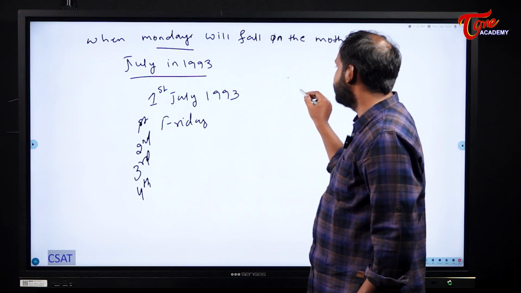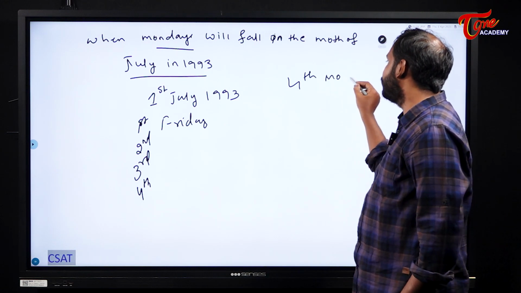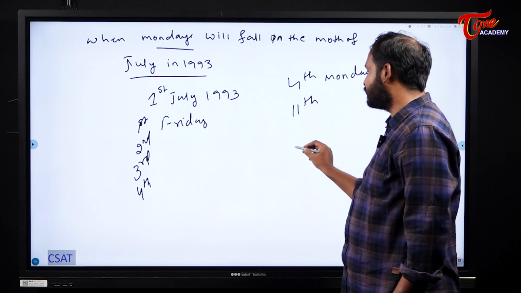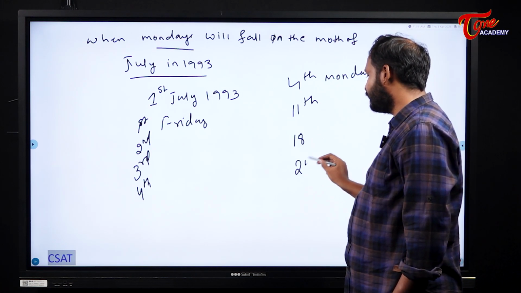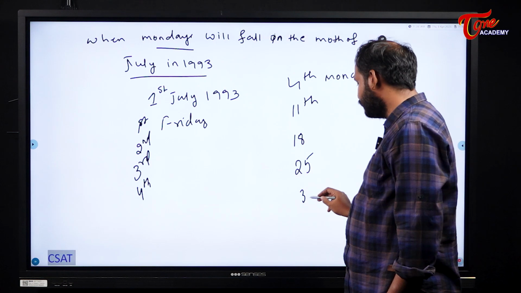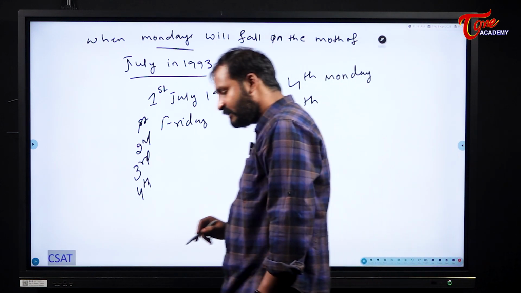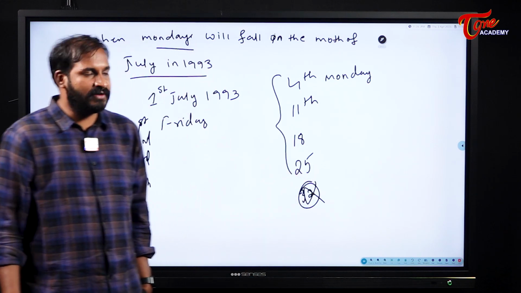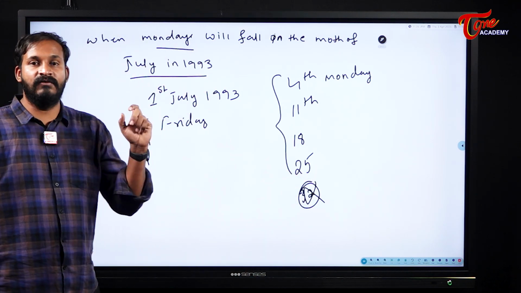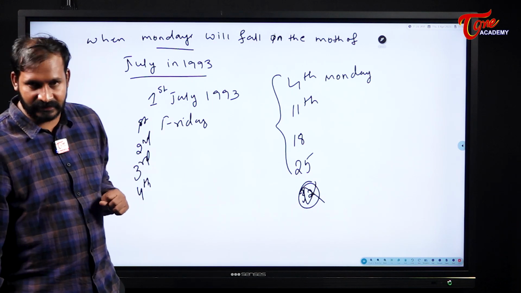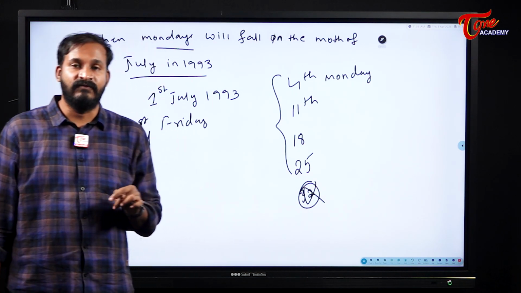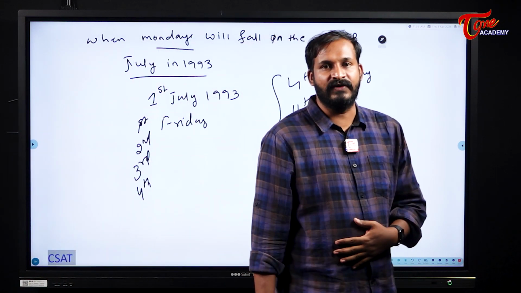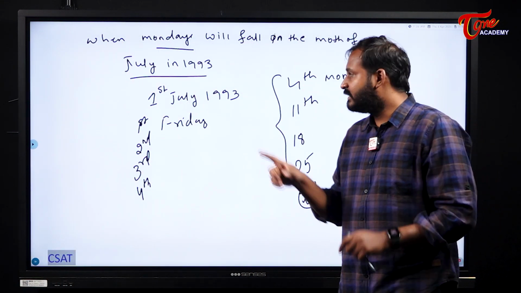If fourth is the first Monday, when will we have the next Monday? We will have the next Monday on 11th, the next on 18th, the next on 25th, and the next on 32. Will we have 32 days in the month of July? No, so we stop here and write 4, 11, 18 and 25. So whenever they ask a question in this manner, we will find what day will fall on first of that month, and then we will write our final answer. Okay. This is the procedure.